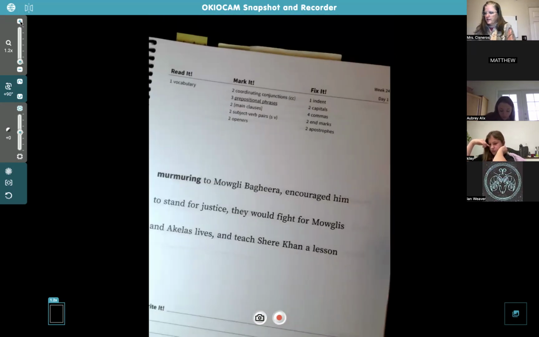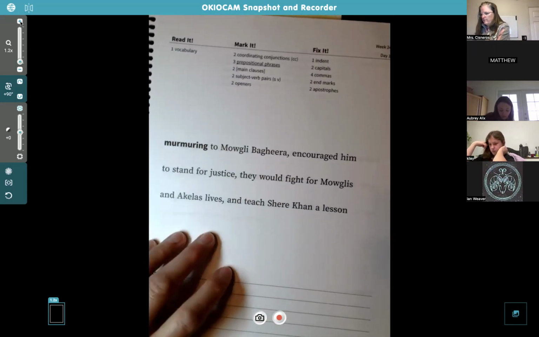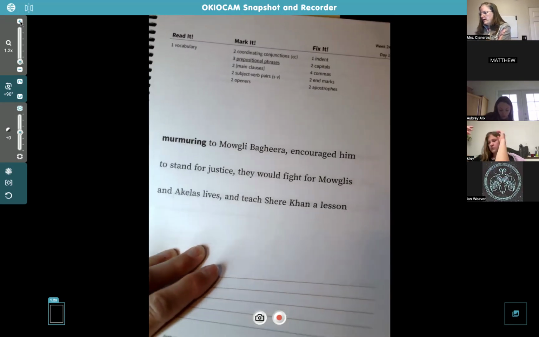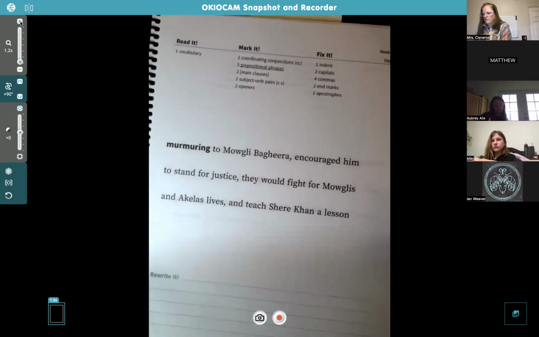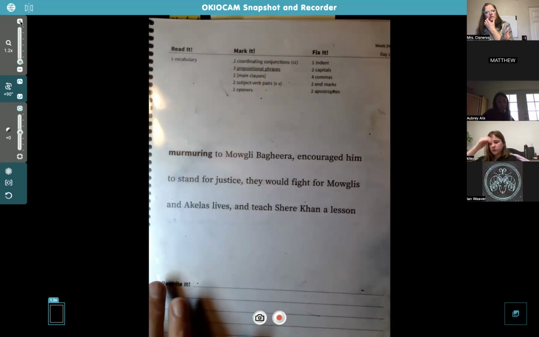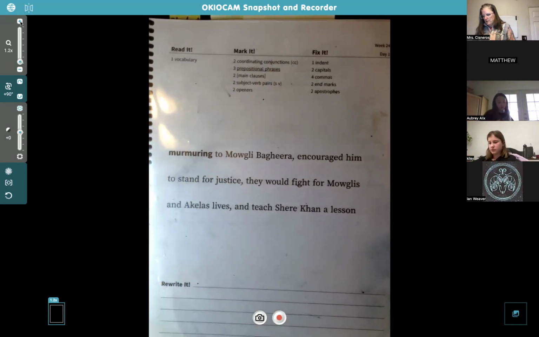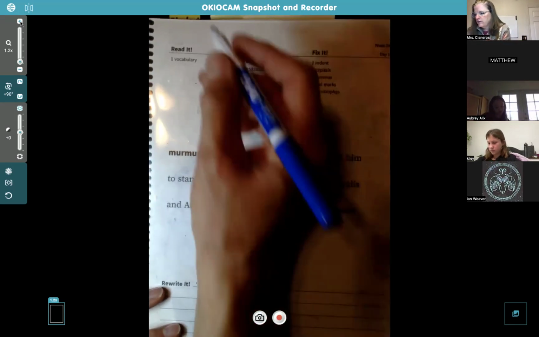Let's keep going. Practice page 141. How about Aubrey? Would you please read it today? Murmuring to Mowgli, Bagheera encouraged him to stand for justice. They would fight for Mowgli's and Akela's lives and teach Shere Khan a lesson. Okay. Good job reading that. Murmuring, you know what murmuring is? It's like mumbling. It's speaking quietly, not super clearly. So we'll check that.